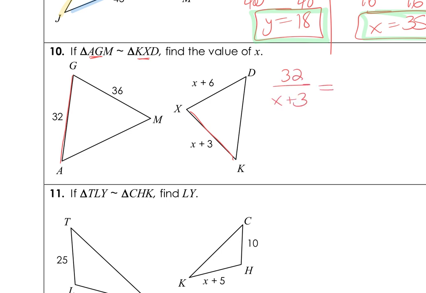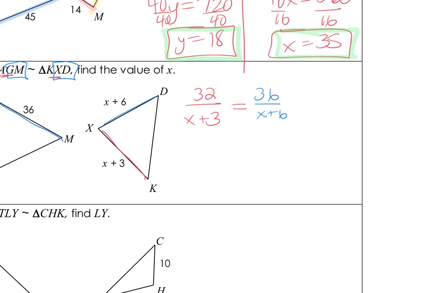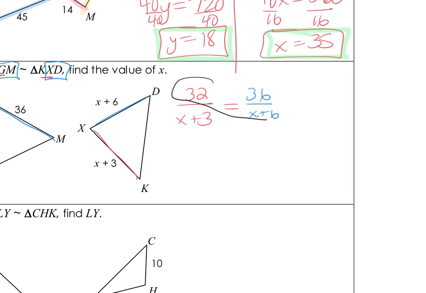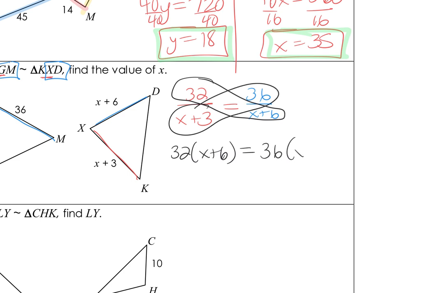Let's set that equal to the next sides that we have. We do have G to M. That's 36. That's got to go over x to D. X to D is x plus 6. As we go to solve this with a proportion, little bit of review, 32 times x plus 6. You have to use those parentheses. Set it equal to the other diagonal, 36 times x plus 3.